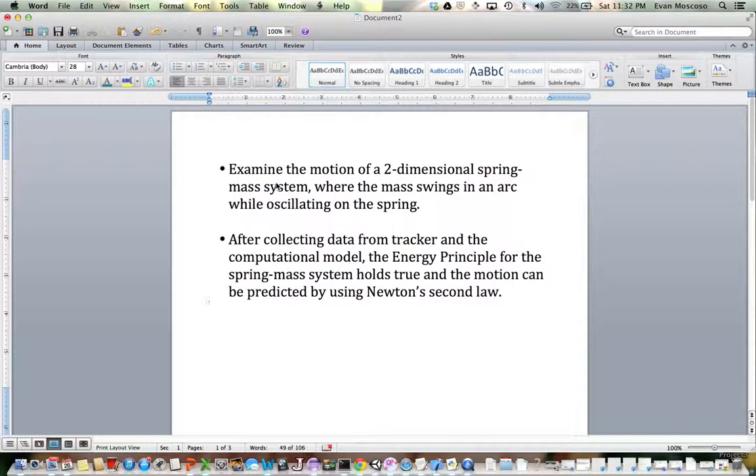The purpose of this lab was to examine the motion of a two-dimensional spring mass system where the mass swings in an arc while oscillating on the spring. After collecting data from Tracker and the computational model, I concluded that the energy principle for the spring mass system holds true and the motion can be predicted by using Newton's second law.